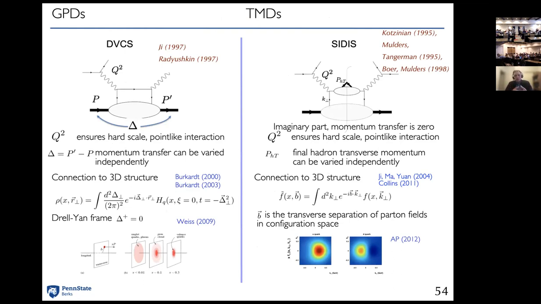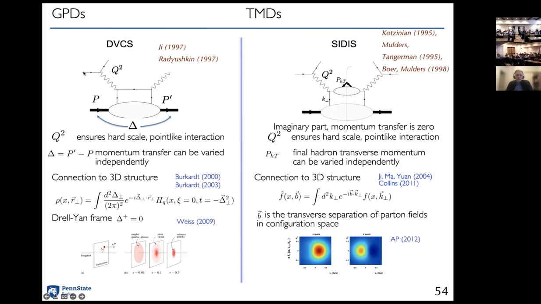So let me tell you a little bit more about GPDs and TMDs, introduce them from the point of view of observables. So how come those actually are related to either GPDs or TMDs? So in 1997, Xiangdong Ji and Anatoly Radyushkin independently proposed the so-called deeply virtual Compton scattering as the process that is able to probe the structure of the nucleon from the point of view of GPDs, generalized parton distributions.